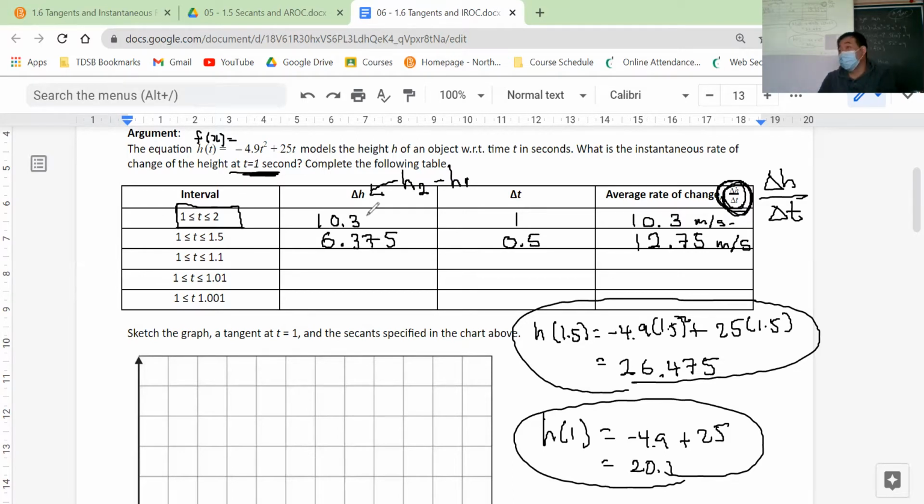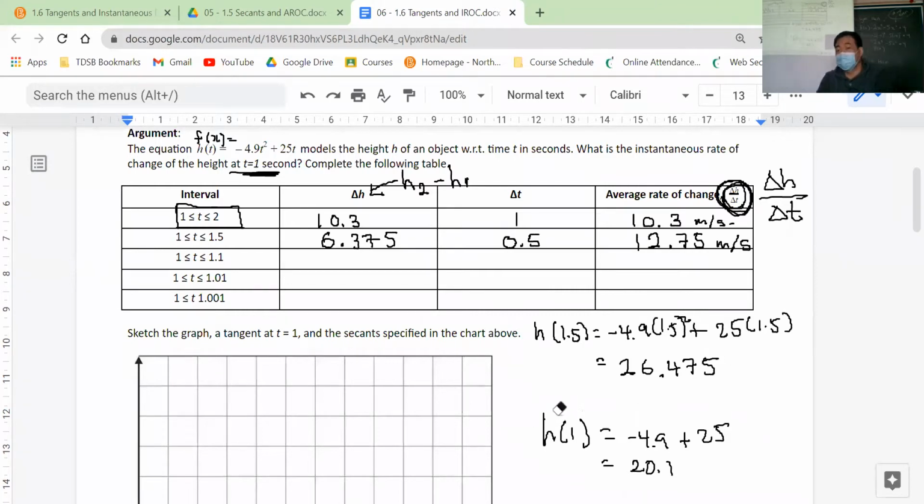I will ask you to round if necessary. For now, let's just keep it because the whole point is I want you to see just how deeply we can get into this, or how accurate we have to be before we can accept it. So next one, the H of 1 is still the same. This time I'm going to test 1.1. So let's get more and more accurate.